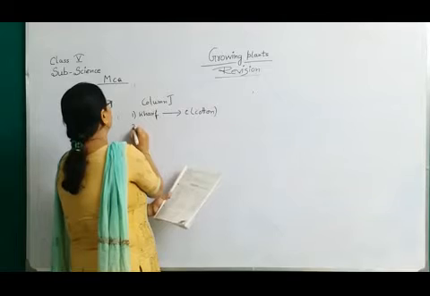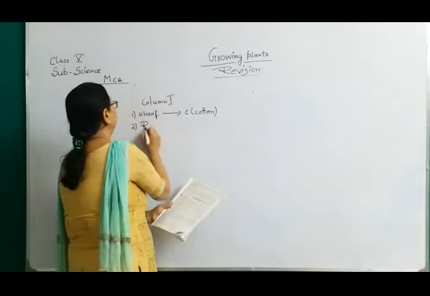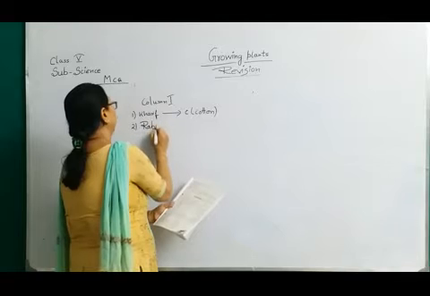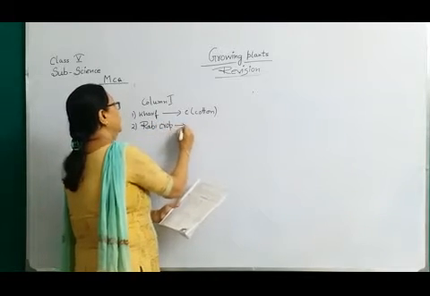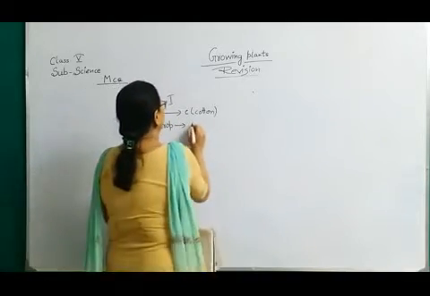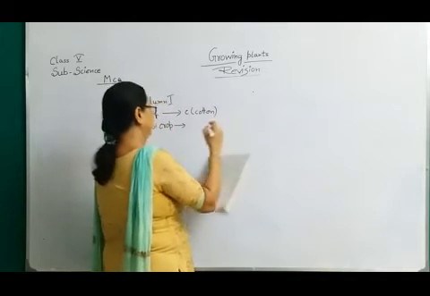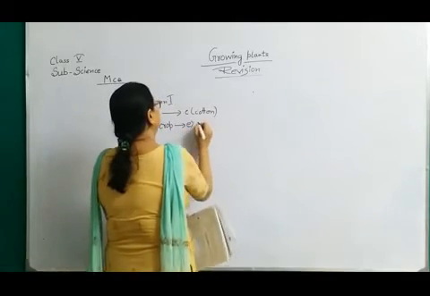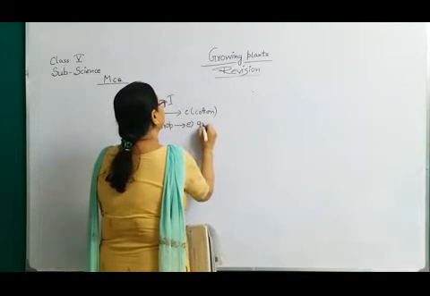And the second is Rabi. Rabi crop. So the Rabi crop matches with gram, as we know, this is the production of the Rabi crop, so we have to write gram.